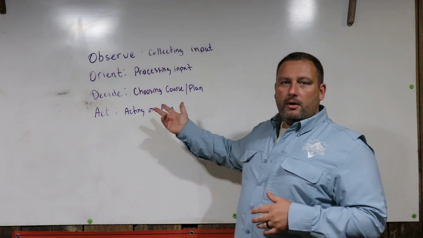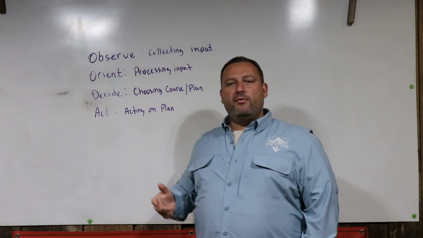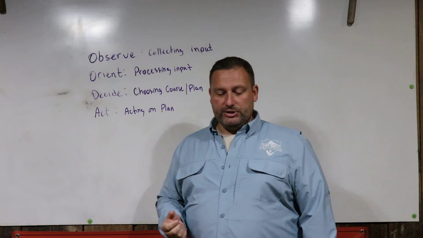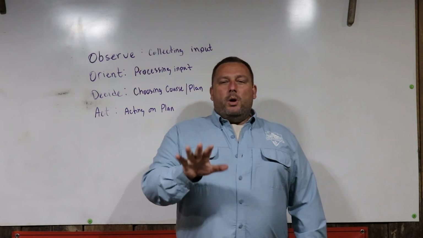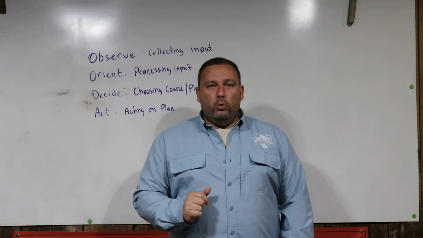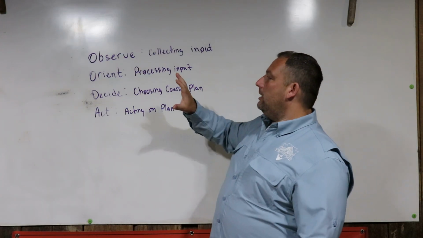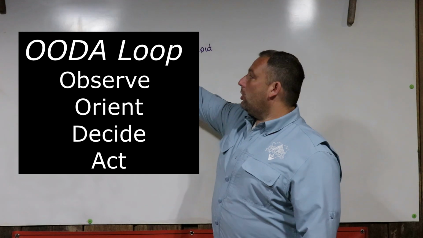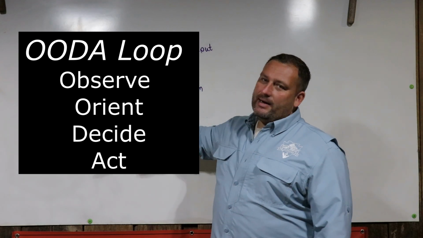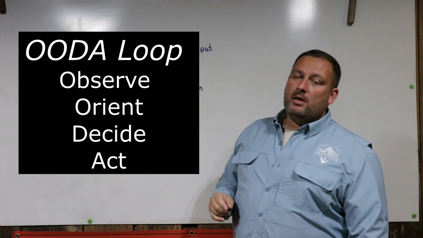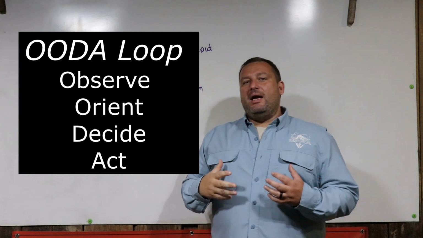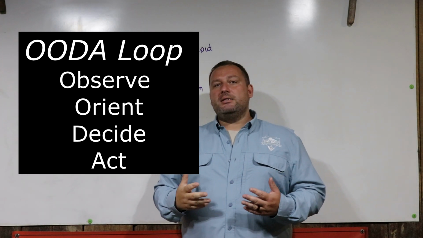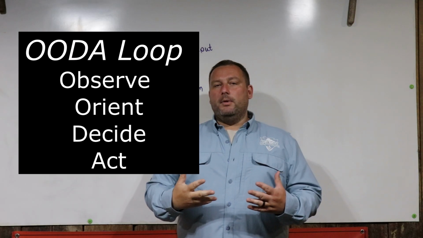Now I've made some notes here on the board. Obviously I'm going to give you a better graphic. This is for my benefit. It's my cheat sheet. So when we're talking the OODA loop, OODA stands for Observe, Orient, Decide, and Act. OODA, O-O-D-A. So when we're thinking of a decision-making process, we're thinking OODA, okay?